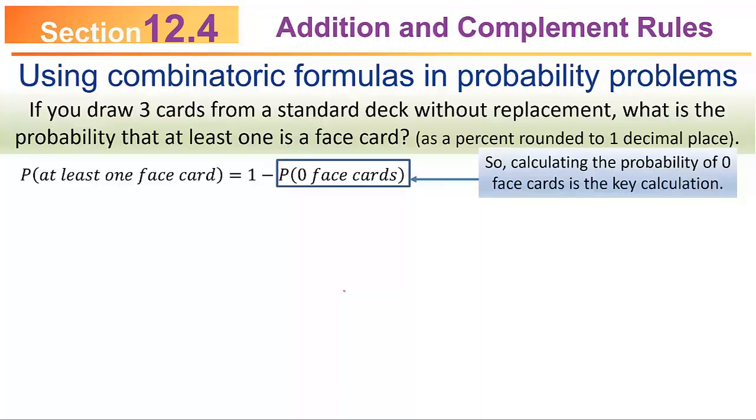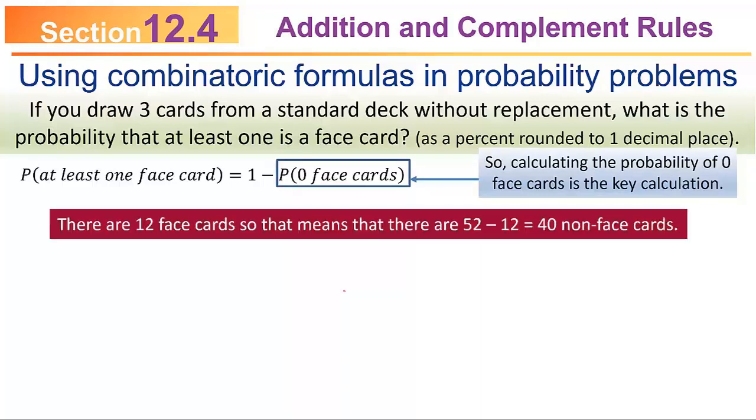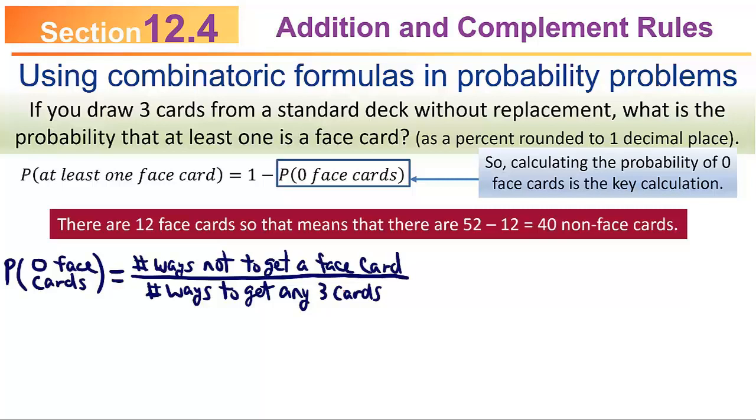Well, what is the probability of no face cards? There are 12 face cards in the deck. We've done this multiple times, so that means there are 40 cards that aren't face cards because 52 minus 12 is 40. So we think of partitioning the deck into face cards and non-face cards. There are 12 face cards, there are 40 non-face cards. So the probability you don't get a face card is the number of ways not to get a face card, in other words, the number of ways to get anything but a face card divided by the number of ways to get any 3 cards.